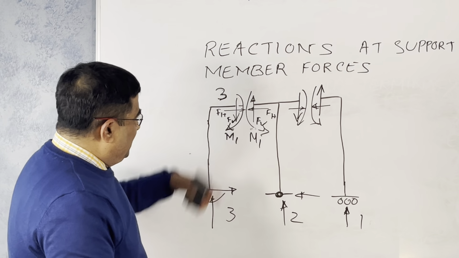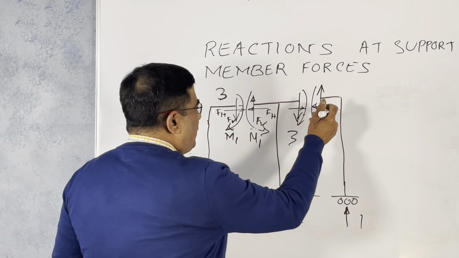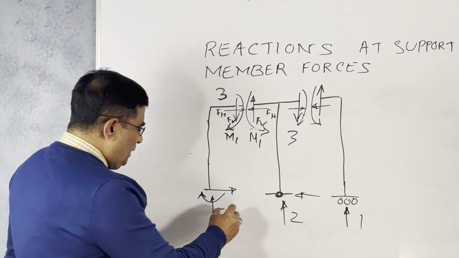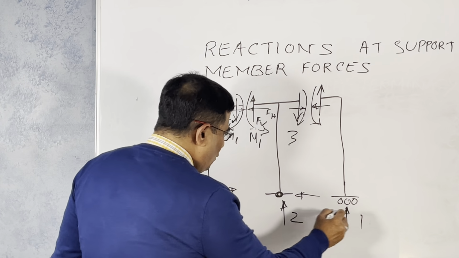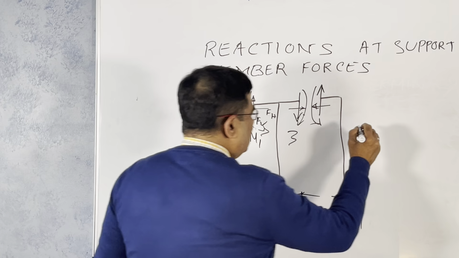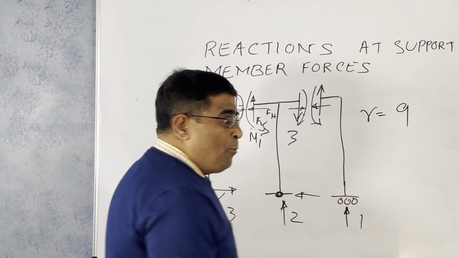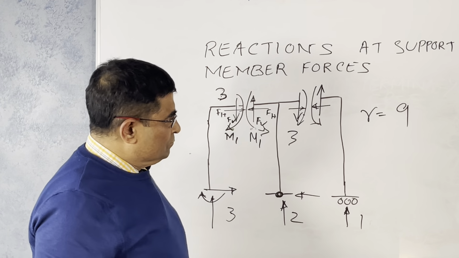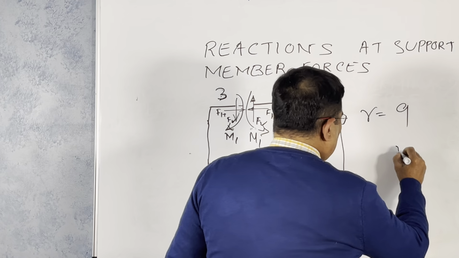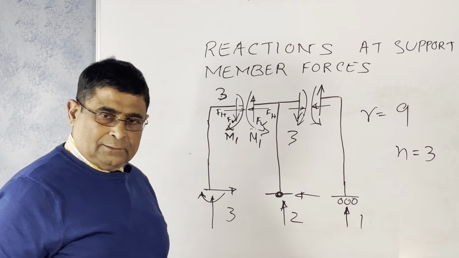Okay, so there are 3, here also 3. 1, 2, 3. Ignore that part because they are equal and opposite. So we have unknown 1, 3, 2, 1. This is 6 plus 3 plus 3, 9. Your R equal to 9. How many members? 1, 2, 3. 3 members. N equal to 3. Right?